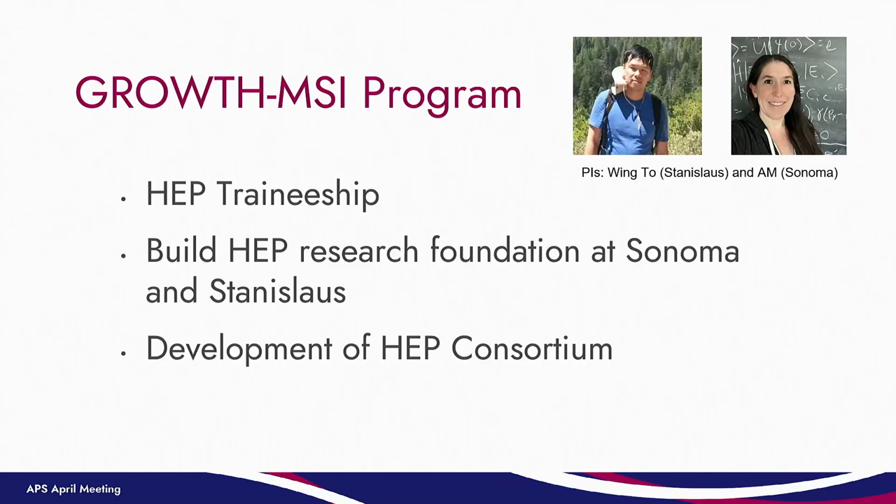And I'll say again, thinking about how these programs actually happen: Wing contacted me about this. He's at Stanislaus, which is another CSU, so it came out of the CSU. But around the same time I was also contacted by some folks from Lawrence Berkeley National Lab who knew about this Renew program, and they were trying to get something going. And so we ended up combining forces.